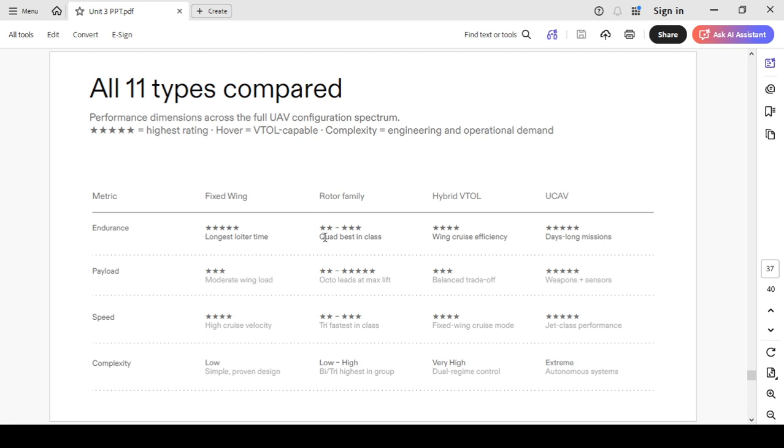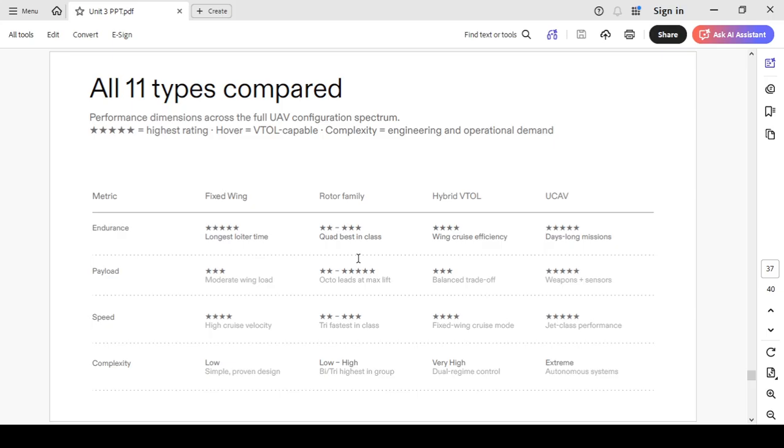When it comes to the rotor family, among Quad, Octa, Bi, Tri and the multi-rotors, Quad leads in maximum lift. Tri is faster in the class when compared on speed. On complexity, Bi and Tri-copters involve very little. Coming to the VTOL cases, wing cruise efficiency is more, a balanced trade-off, with fixed wing cruise mode, and dual regimes or dual modes can be attained.